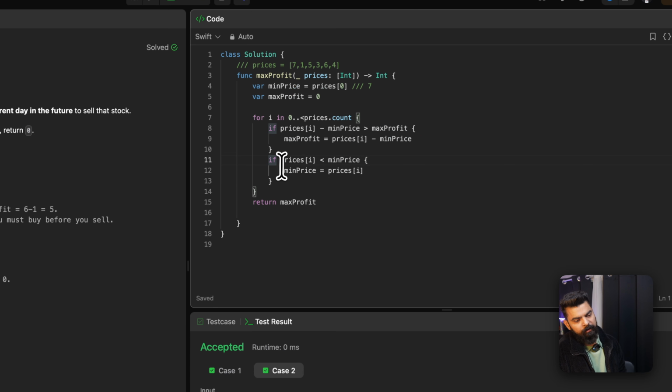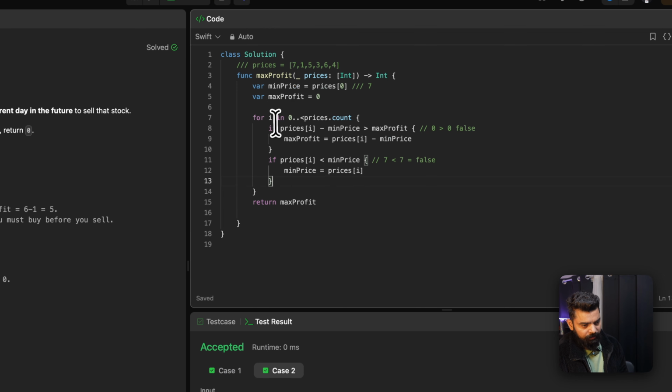Here we are again checking prices[i] less than min price. So 7, in the first iteration, it is checking 7 less than 7. No, it is not. This is false, so it will skip this one as well. So here we were checking 0 greater than 0, and that is again false.